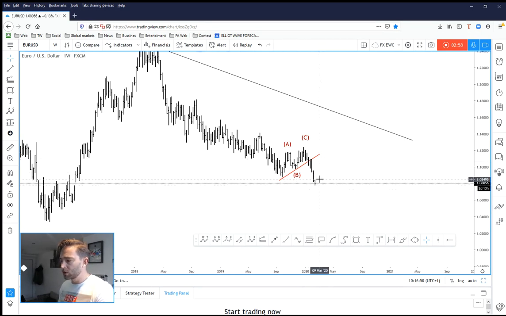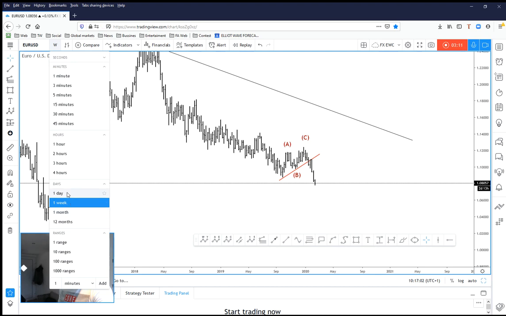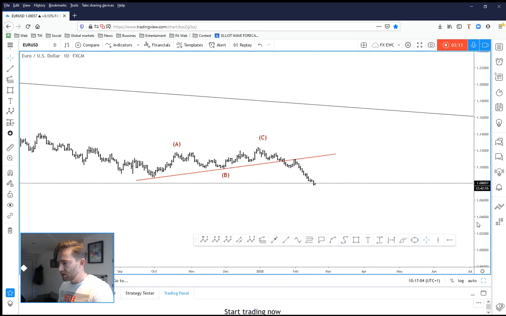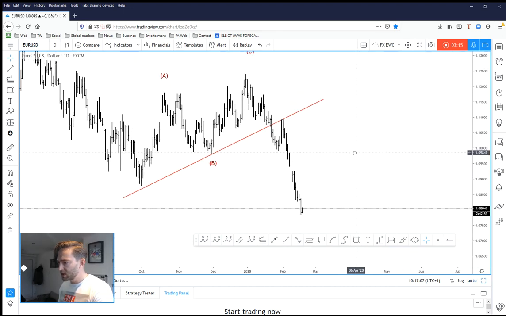So I want to look at the smaller time frames and see if we are already seeing a 5-wave structure to the downside here. If not, then I know that there is still room for more downside after a pullback in the 4th wave. So let's go to the smaller time frame. Let's take a look at the daily. Okay, so on the daily, what I see is a very nice and strong breakdown here.